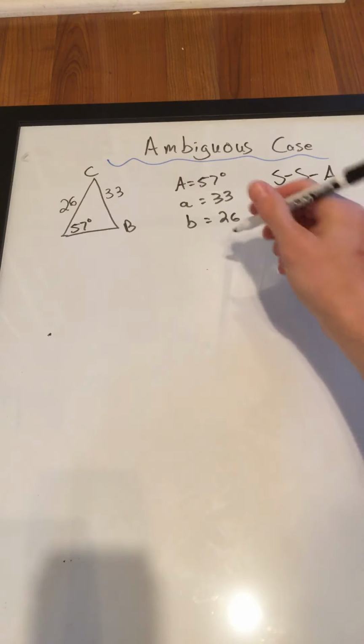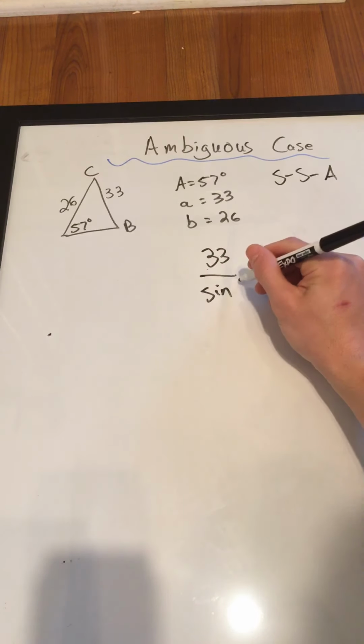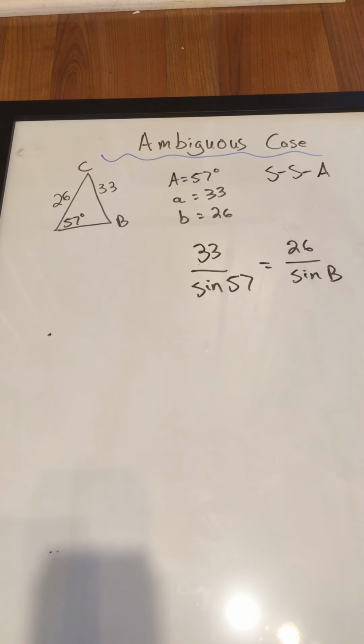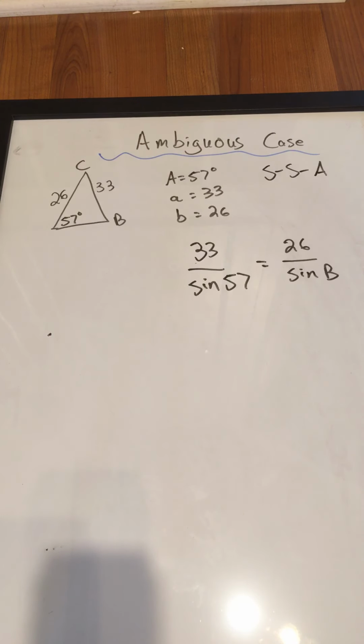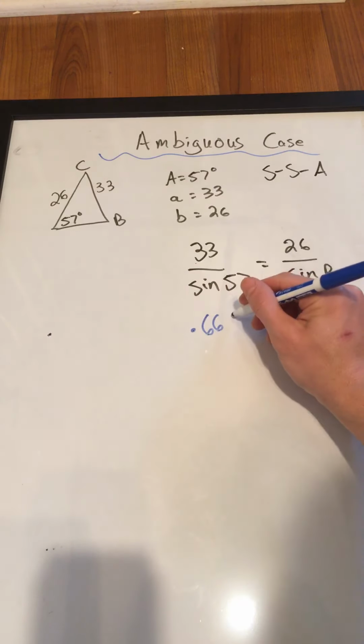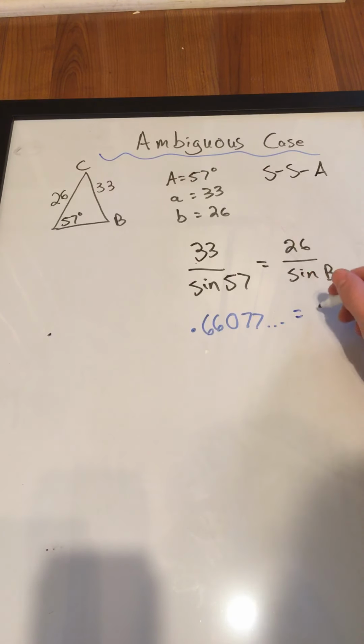Applying my law of sines, I can write 33 over sine 57 is equal to 26 over sine B. I'm not going to write out every single calculation, so feel free to pause the video and do some of the calculations yourself. If I were to simplify this, I would get roughly 0.66, we'll say 0.77, is equal to sine B.